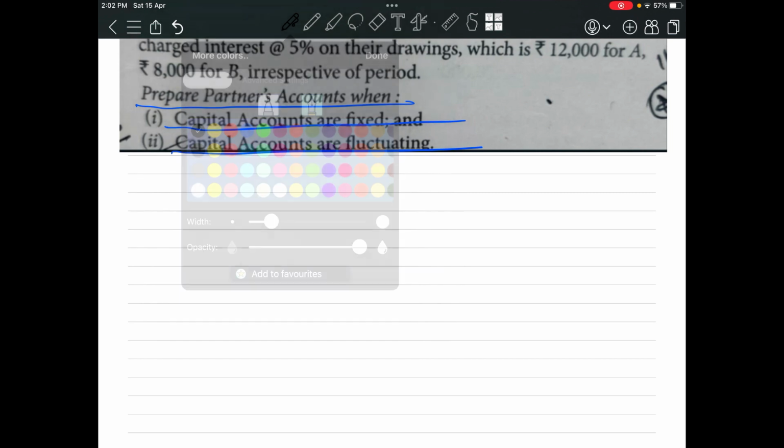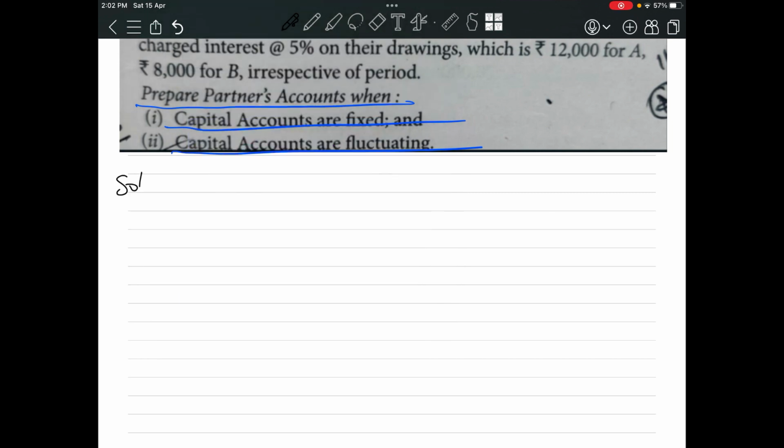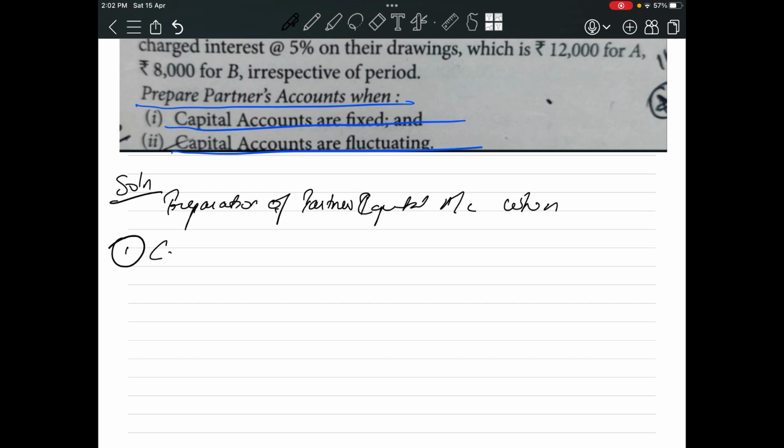The first requirement is the preparation of partners' capital account when, number 1, capital accounts are fixed. So we have to prepare partners' capital account of the partners. Now we'll prepare a separate capital account for each partner.